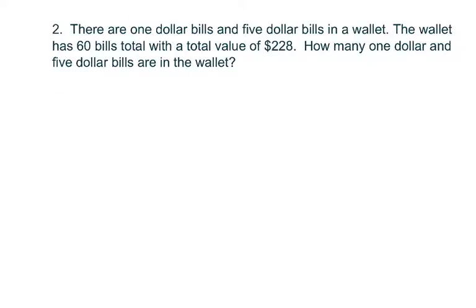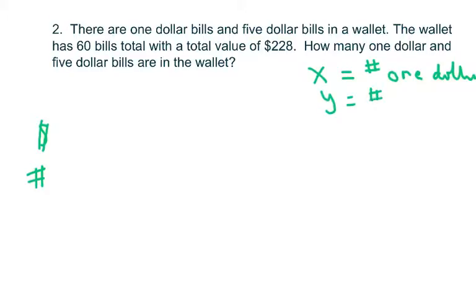Okay, the next one we have is about dollar bills and $5 bills. There's also things with cents. I should do one of those, basically. So basically we have a money line and our number line. I'm going to let X be the number of $1 bills, and Y is the number of $5 bills.